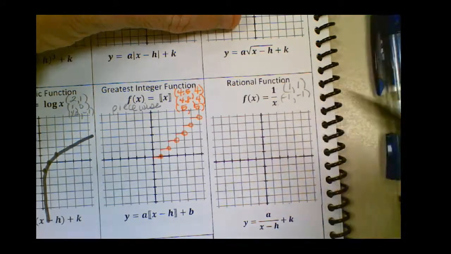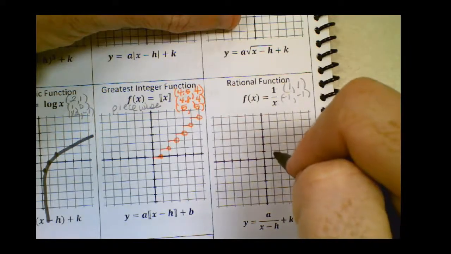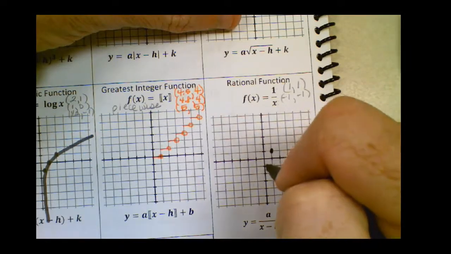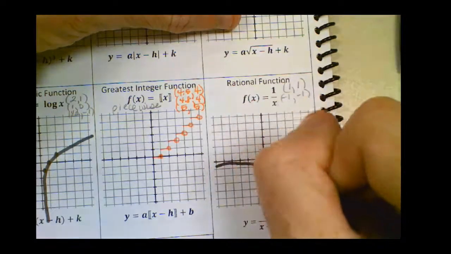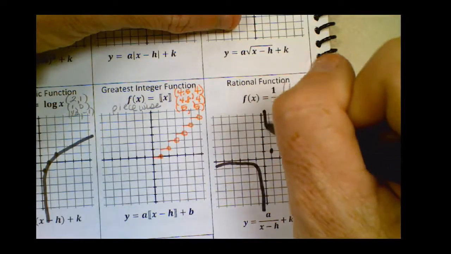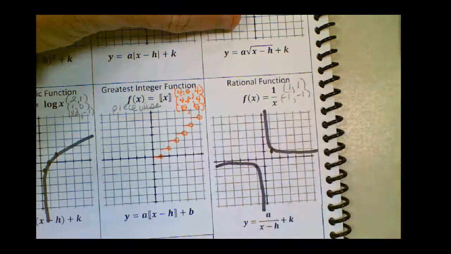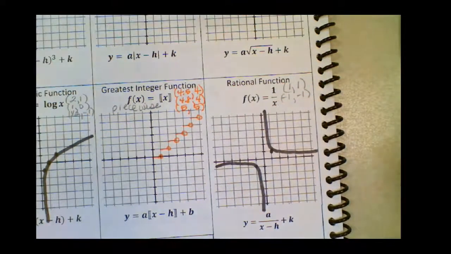So let's plot the points that we have. We have (1, 1), and we have (-1, -1). And if you remember, this is the unit we just got done doing, the unit before last. They're rational functions, and it's kind of a split function that looks like that.